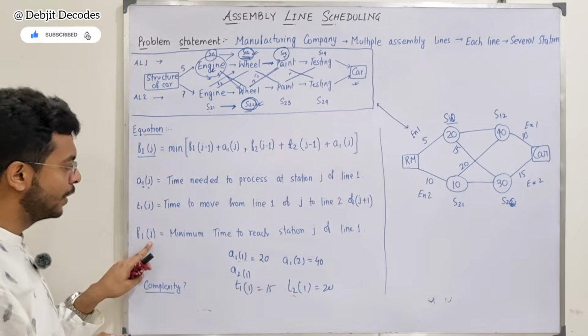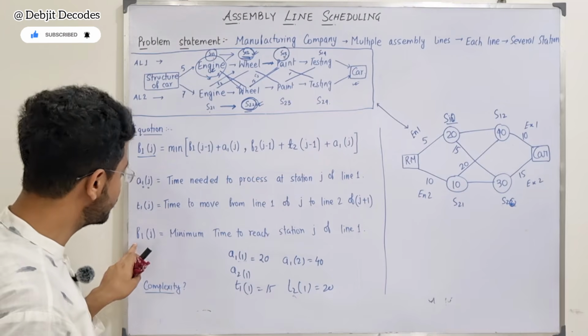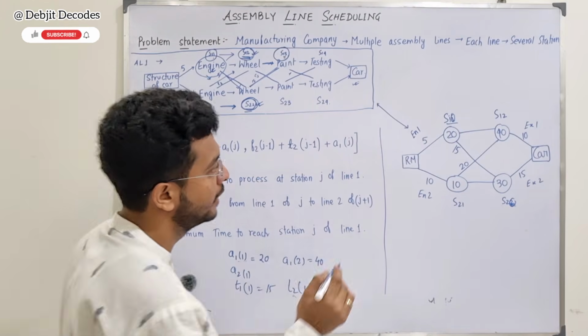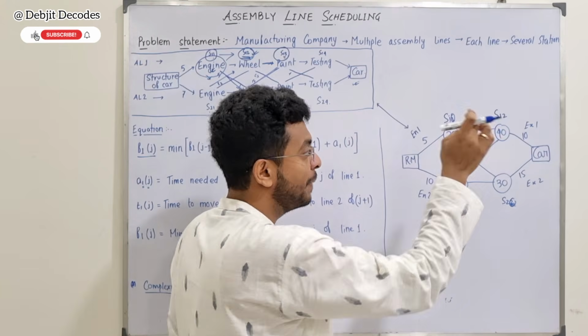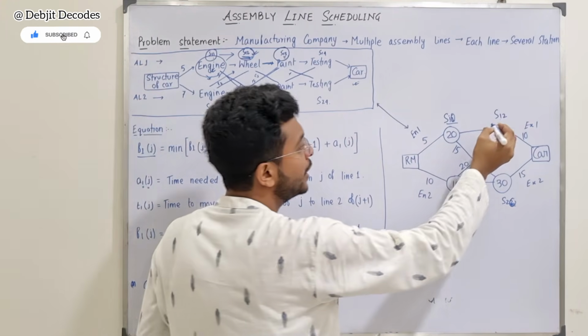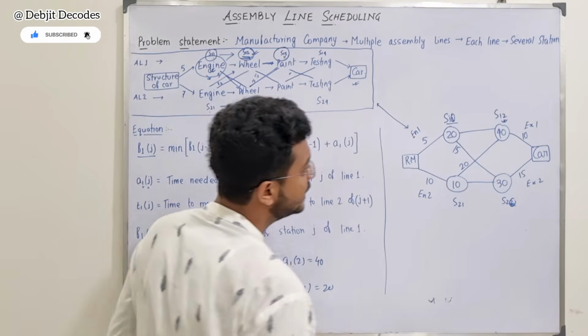Because this is what we are calculating. So how do we calculate f1 of j? First of all, what is f1 of j? Minimum time to reach station j of line 1. Minimum time to reach a particular station of a particular line. Suppose you want to reach here.